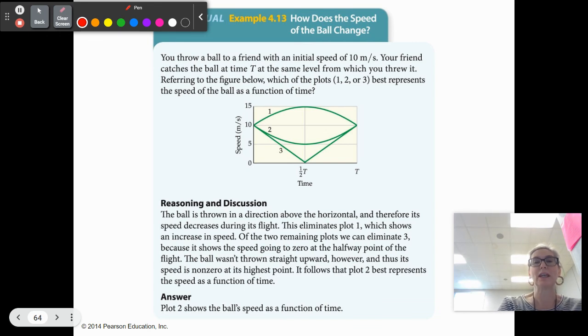So since it's not gaining speed, it can't be the first plot. Of the two remaining plots, we can eliminate 3 because it goes below 0. Well, you can't have a negative speed. Also, it shows the speed going to 0 halfway through the flight. It can't go to 0 halfway through the flight, because if it does, it's stopped. It has no more flight. So that can't be it. So it has to be 2.